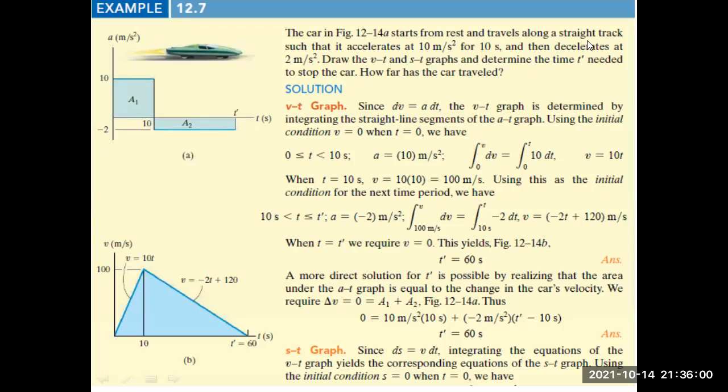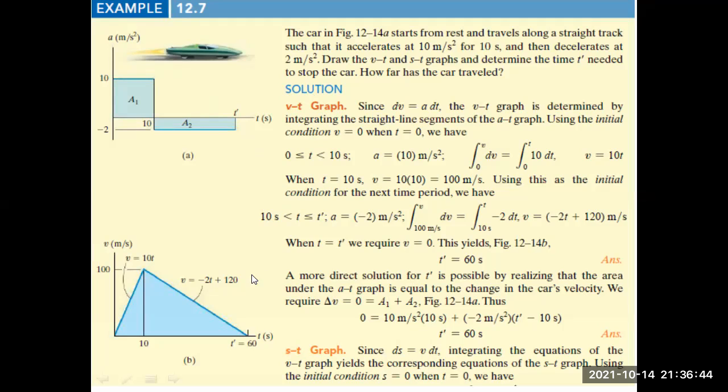So the question is asking you to draw V sub T and S sub T, and afterwards determine the time needed for the car to stop. So how much time does the car need to stop, okay? And how far the car has traveled. So within this time period, how far the car has gone, okay? So what we need to do now is to plot V sub T. If you have A sub T, do we need to differentiate or get the integration of A sub T in order to get V sub T?